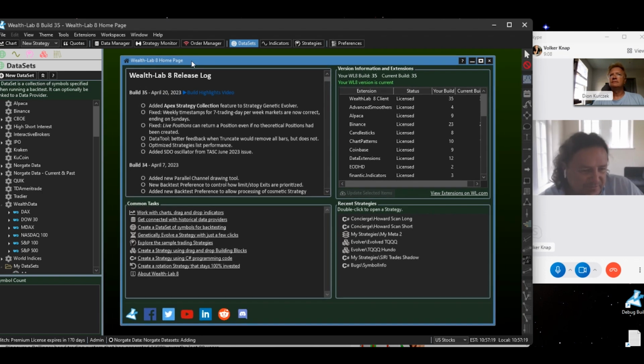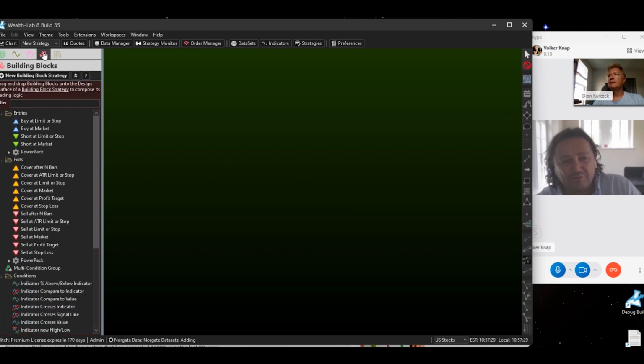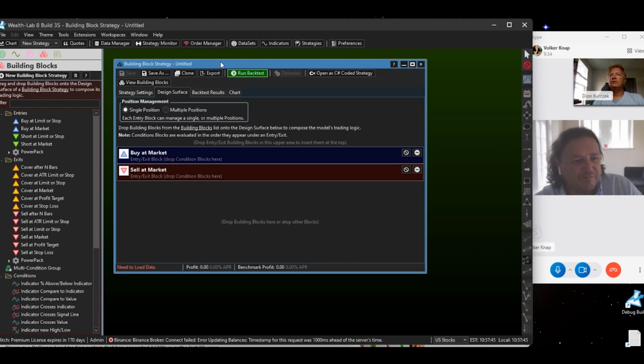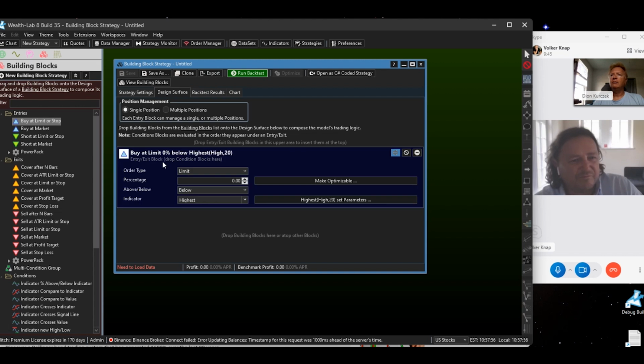Yeah, it's so simple that you can use drag and drop. I know you usually use C sharp, but this is really easy. So the first rule is we buy at limit. Okay, it's a buy at limit system. So I will go to building blocks and then create a new building block strategy. Click that button and we get a new strategy with a buy at market and a sell at market. So I'm just going to remove those, because you said we are buying at limit. So I'm going to drag over buy at limit. So here we go.